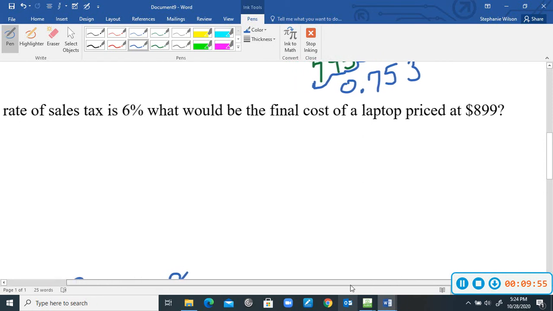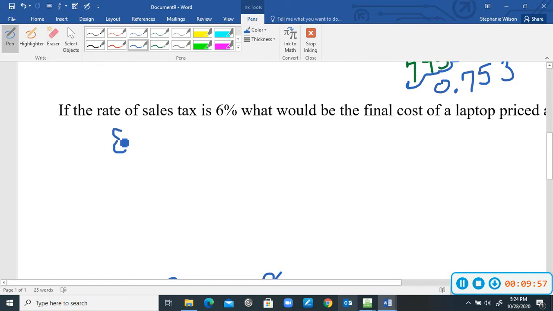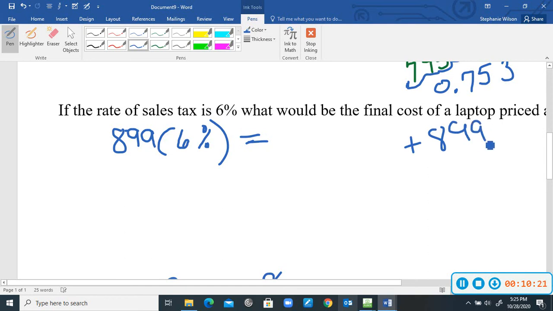So you're going to take this $899 and we're going to multiply it by the 6%, right? It's going to give me some number. And whatever number that is, I'm going to add it back to the 899. And the reason why I'm adding is because that's sales tax. Sales tax is added onto your total.